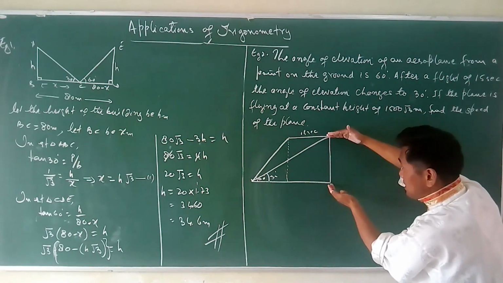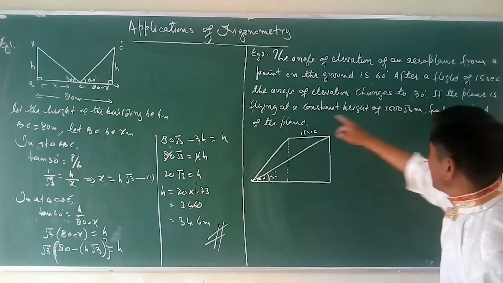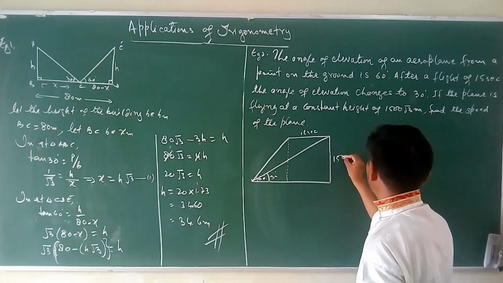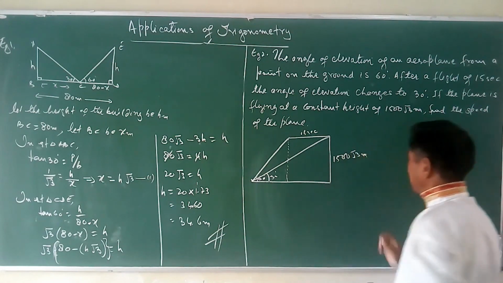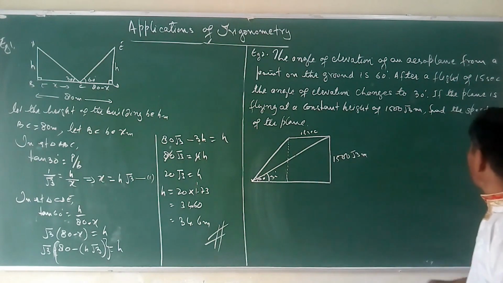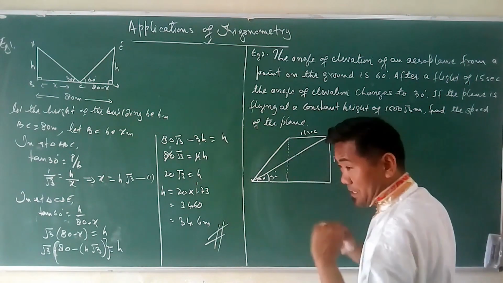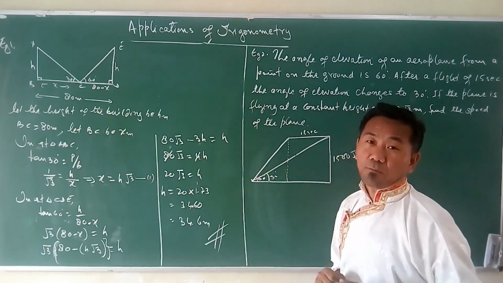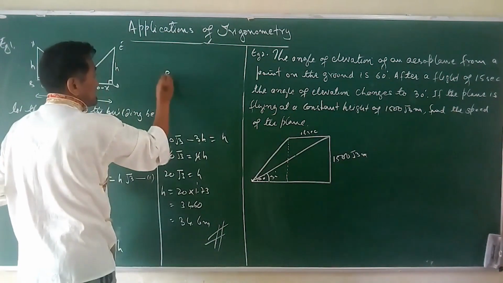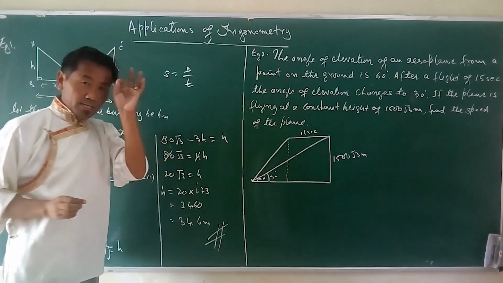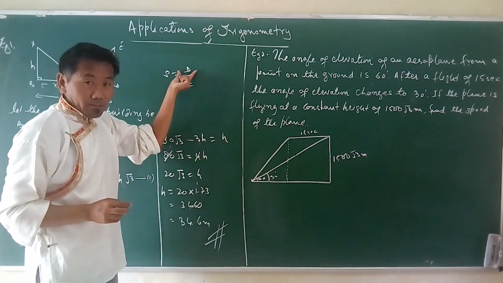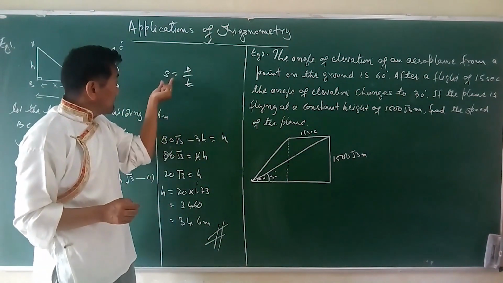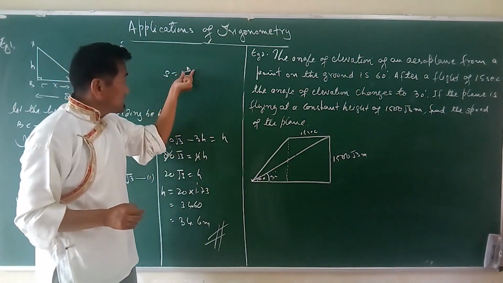The height is given as 1,500 root 3 meters. Find the speed of the plane. Speed is distance divided by time, and the time is 15 seconds.